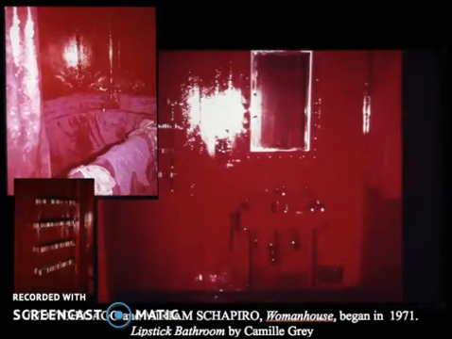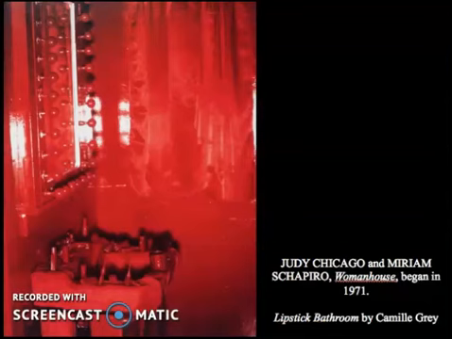Another bathroom that was featured was Lipstick Bathroom by Camille Gray. This one I think is one of the more powerful ones other than Menstruation Bathroom, in that although it's called Lipstick Bathroom, it gives you a very massive sense of blood and gore on the walls itself. I wouldn't necessarily call it lipstick, even though you have cosmetics on the sink itself. It's a very nefarious looking image.